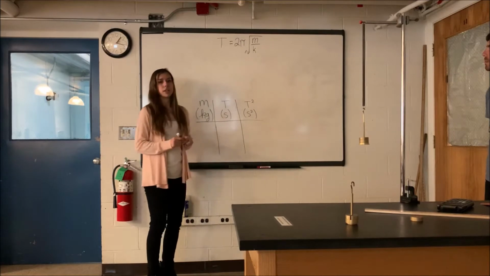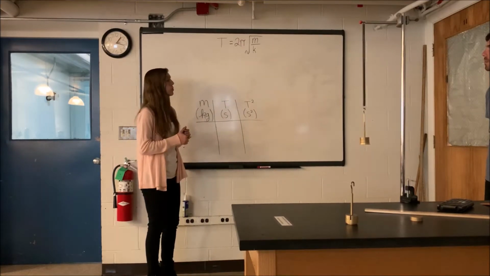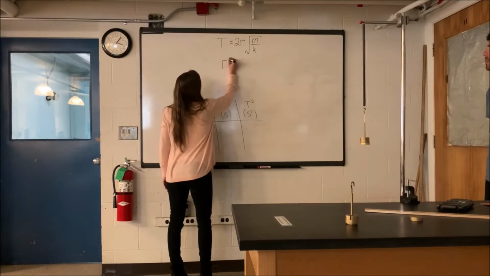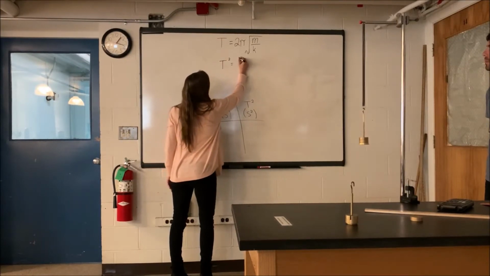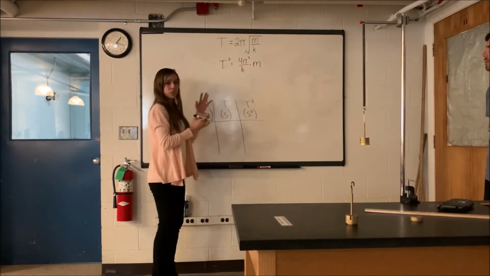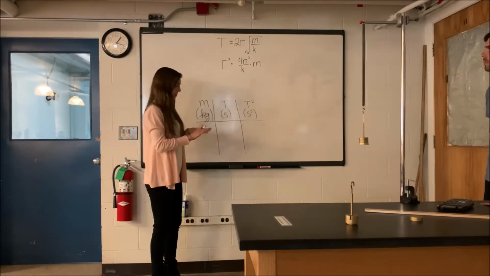So I want to rewrite this equation to get rid of the square root, which means I'm going to square both sides. That gives us T squared equals 4 pi squared divided by k times m. And I'm going to write it this way because we're going to use this form of the equation later on.